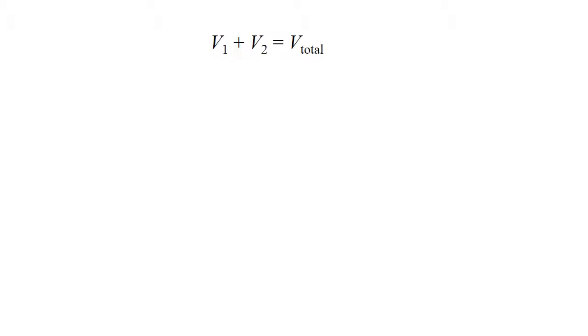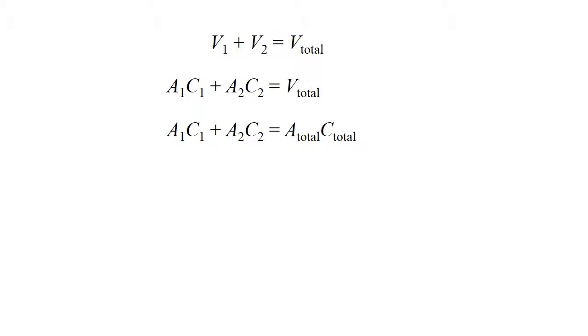So value 1 plus value 2 equals the total value. How much you spent on the first one plus how much you spent on the second one is going to tell you how much you spent all together with your mixture. How we calculate the values, we take how much we bought times how much each unit costs, and that gives us the total value. Though for most of these problems we're going to be looking at the total average cost.